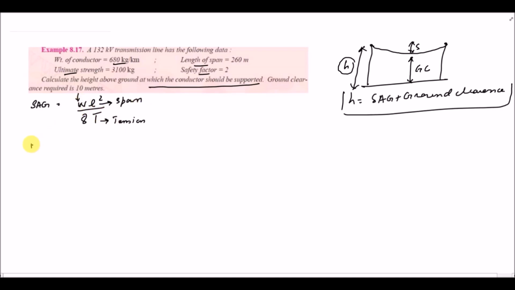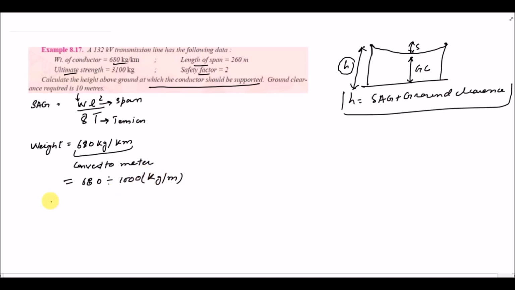Now for weight, we know that it is 680 kilogram per kilometer. If I convert this into meter, that will become 680 divided by 1000, and the unit will be kilogram per meter. So W will become 0.68 kilogram per meter. So now we know the value of weight.